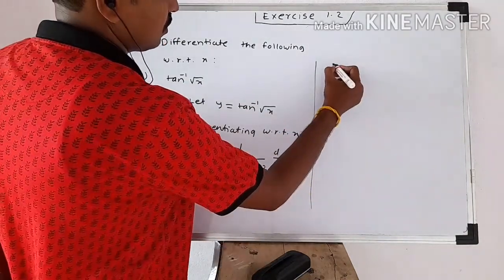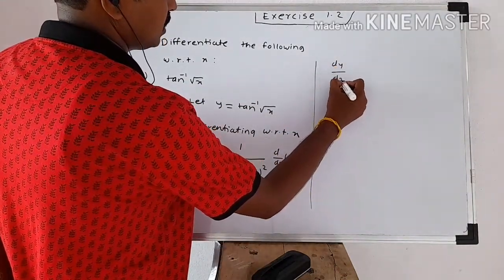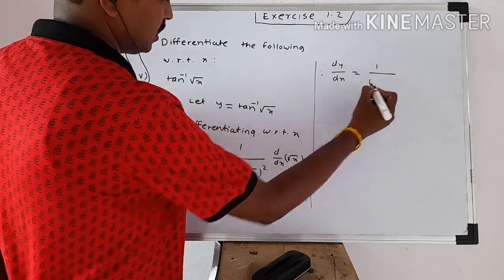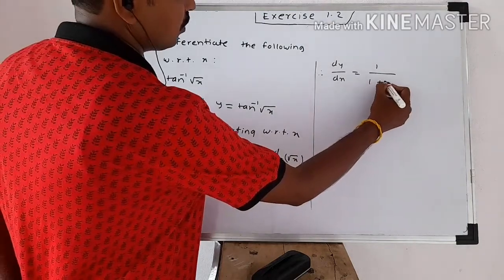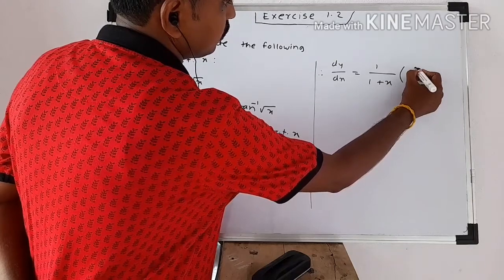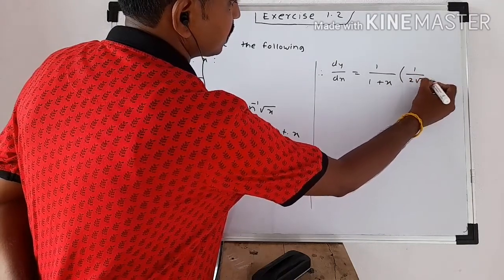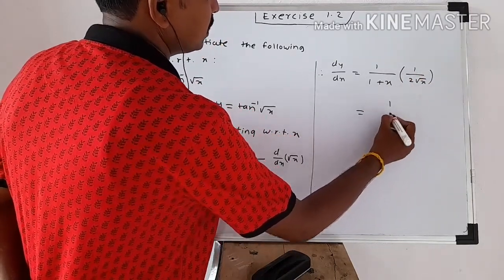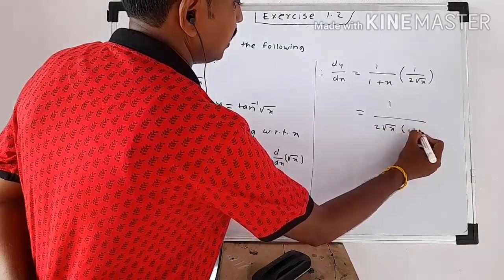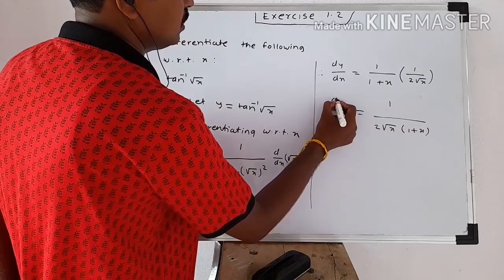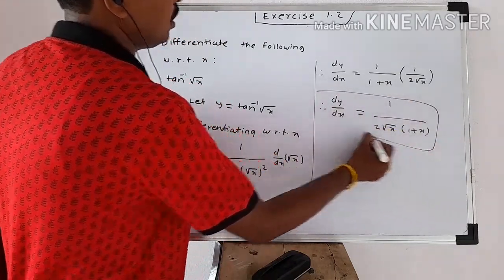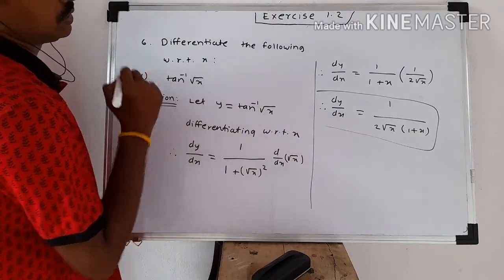Now, dy by dx is equal to 1 divided by 1 plus what is the square of root x? The square of root x is x. What is the derivative of root x? The derivative of root x is 1 divided by 2 root x. Therefore, our required answer will be 1 divided by 2 into root x in bracket 1 plus x. This will be the required derivative of y with respect to x, that is the derivative of tan inverse of root x.